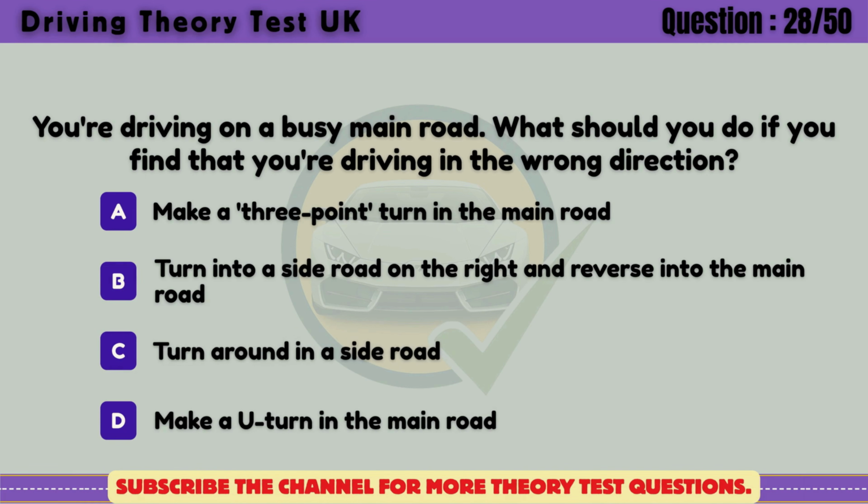Question 28. You're driving on a busy main road. What should you do if you find that you're driving in the wrong direction? Option A. Make a 3-point turn in the main road. B. Turn into a side road on the right and reverse into the main road. C. Turn around in a side road. D. Make a U-turn in the main road.